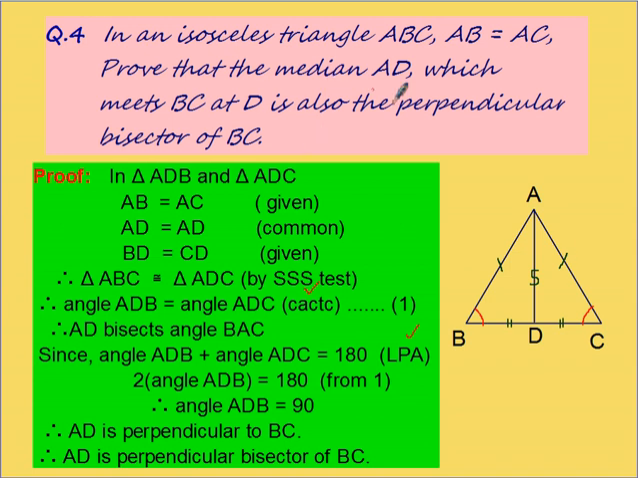So they say prove that median. So they have given the median. Median means these two parts are equal, so I have marked them. Then they are saying that the median meets BC at D. Very good. It is also the perpendicular bisector of BC. Perpendicular bisector means they are asking to prove that angle D is 90 degrees.